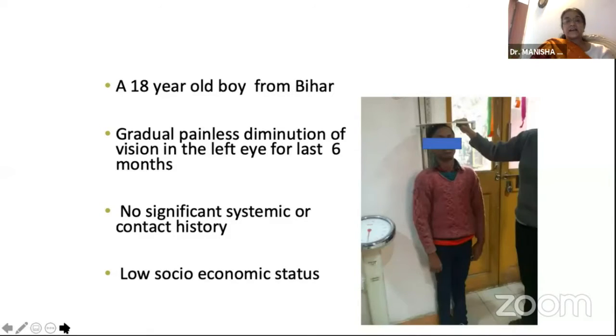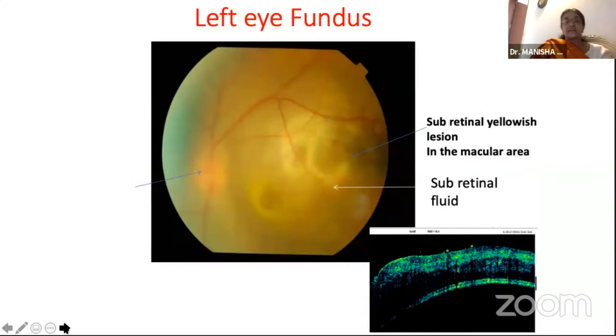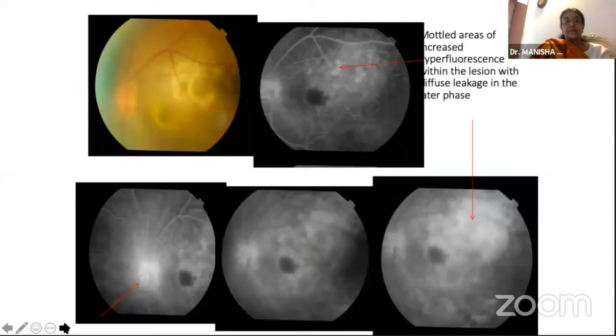Now, this is just an example of an 18-year-old boy from Bihar who had a gradual painless diminution of vision in the left eye for the last 6 months. There was no significant systemic history or contact history, with low socioeconomic status. This is how he looked in his left eye, where he had this huge subretinal yellowish mass in the macular area with subretinal fluid. And there was this mottled appearance on fundus fluorescein angiography with a hot disc.